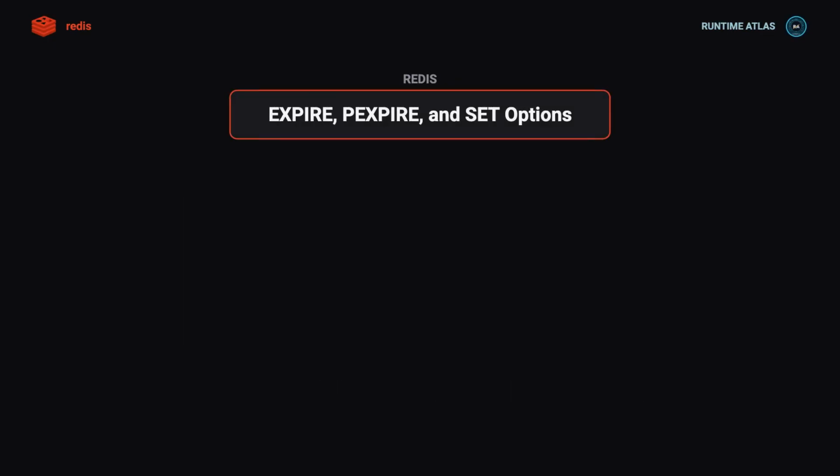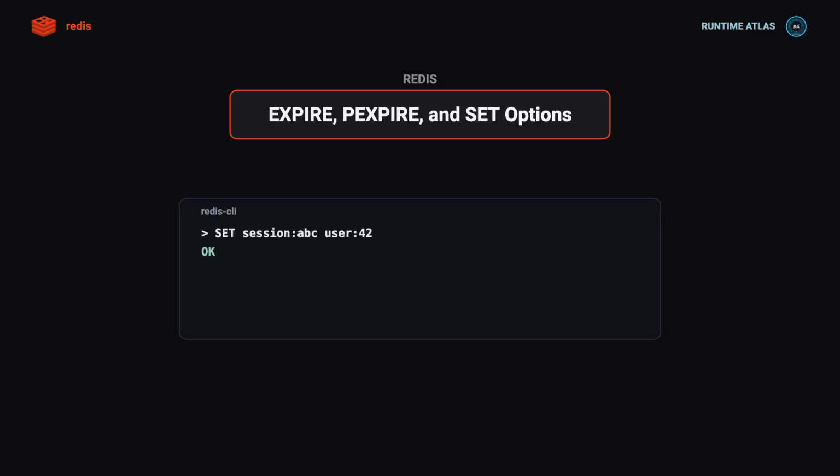You do not always set expiry at creation time. EXPIRE session:ABC 1800 attaches a 30-minute time to live to an existing key. PEXPIRE uses milliseconds. With SET, you can also pass EX for seconds or PX for milliseconds in the same command. KEEPTTL on SET preserves an existing time to live when you overwrite a value, useful when updating session payloads without resetting the clock by accident.